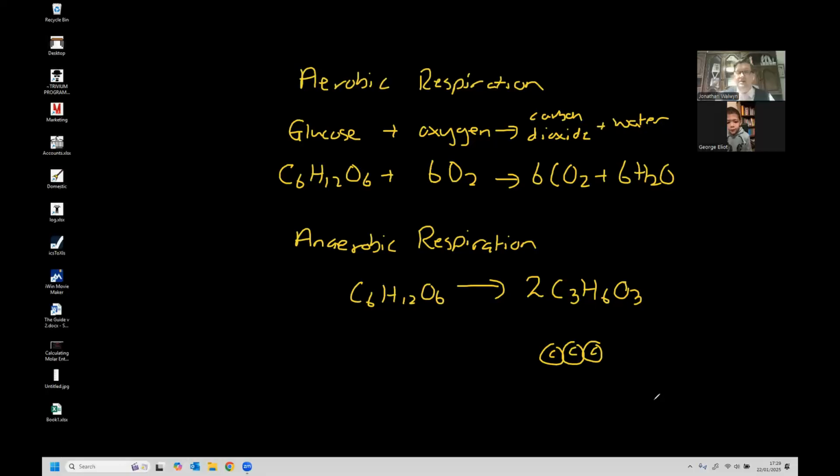Okay. And how many hydrogens have we got? 6. One, two, three, four, five, six. And they're all joined together. How many oxygens? 3. One, two, three. Right. So is that the same as this? Think carefully, is it? Oh, no, we're missing out the 2 thing.